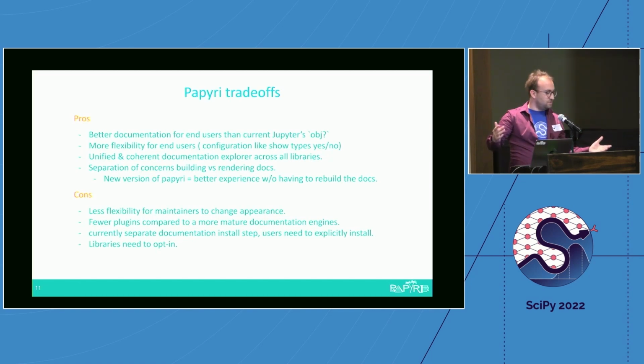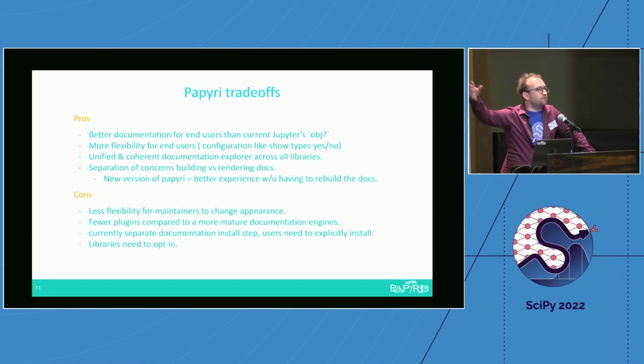The cons are that you need to have something uniform, so there is less flexibility for maintainers to change appearance. So it's not going to replace things and so on and so forth. Like for big websites, if you want to have books like Jupyter Book, it's not going to replace that. There are currently way fewer plugins that match your documentation engine because it's really new. And currently, all the installation and publishing is not done, so that needs some work. And libraries need to be opt-in.